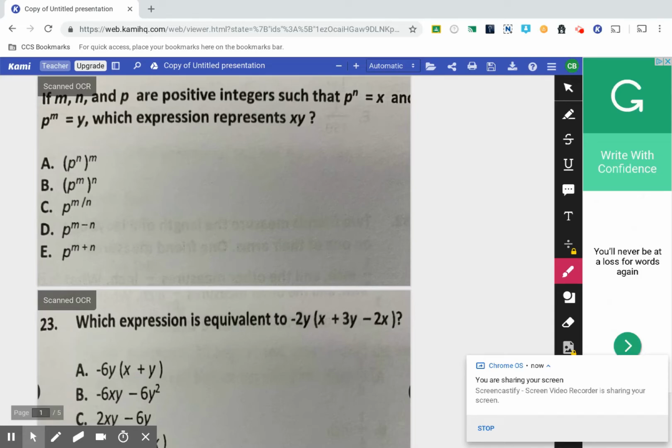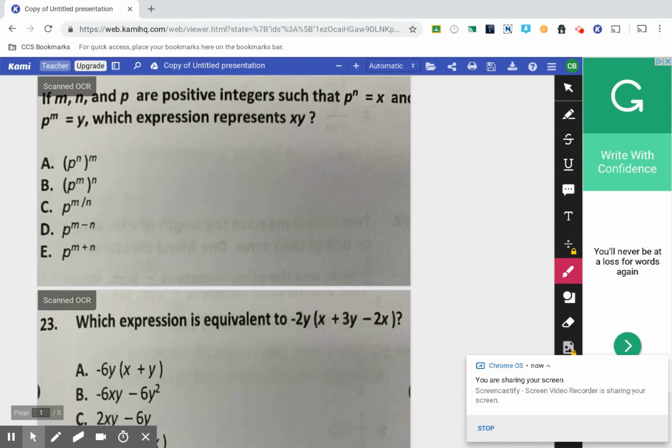All right, 22 reads, if m, n, and p are positive integers such that p to the n power equals x and p to the m power equals y, which expression represents xy? This is what I call a theory question. And what I mean by that is there's not actual numbers there. It's just theoretically what would happen here. So the way that I always like to attack those is, can we just come up with a simple example?